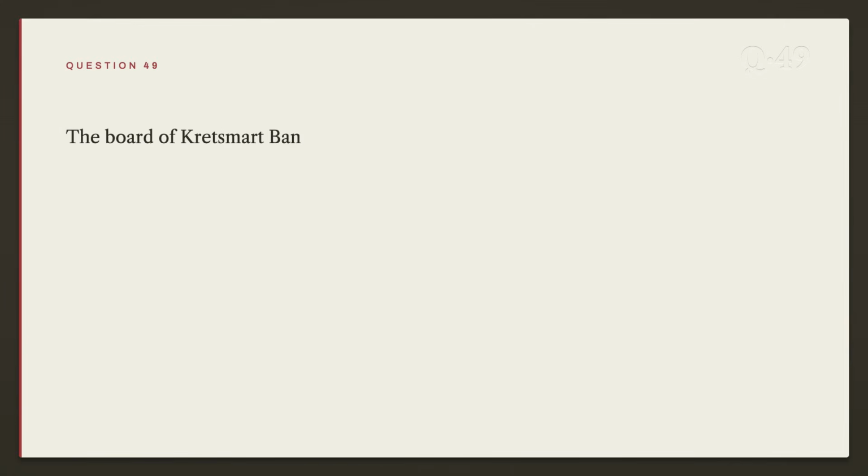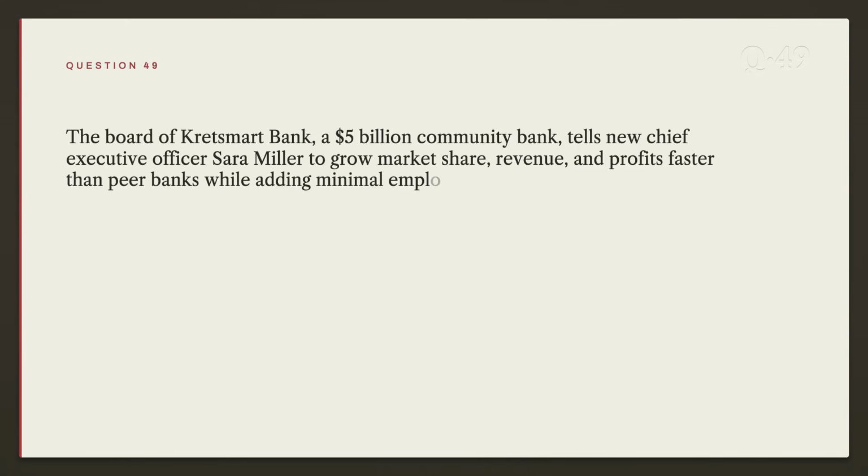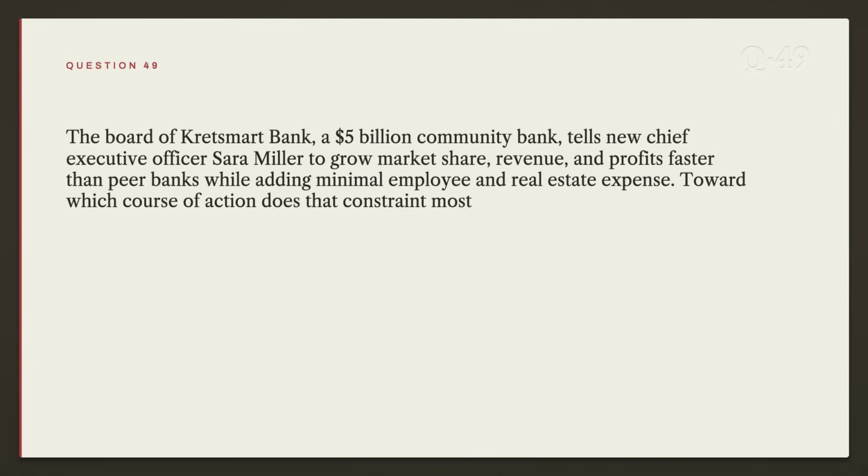Question 49. The board of CredSmart Bank, a $5 billion community bank, tells new Chief Executive Officer Sarah Miller to grow market share, revenue, and profits faster than peer banks while adding minimal employee and real estate expense. Toward which course of action does that constraint most directly push her?